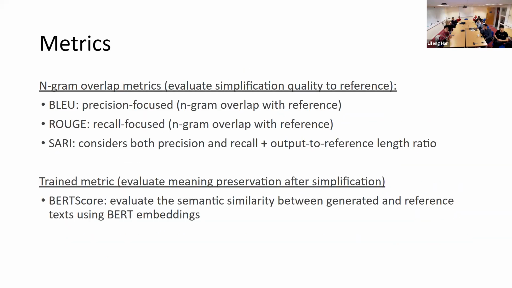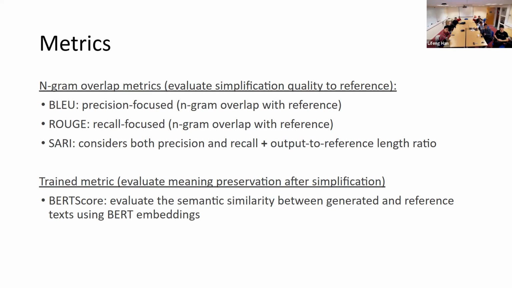Automatic evaluation metrics. So I will introduce the metrics we use in the automatic evaluation. They are distinguishable in two different parts. There are the n-gram overlap metrics, which evaluate simplification quality against the reference. For this, we use three metrics, namely BLEU, ROUGE, and SARI.